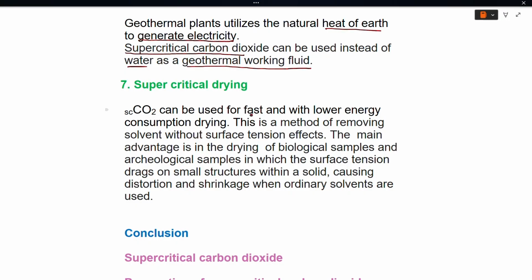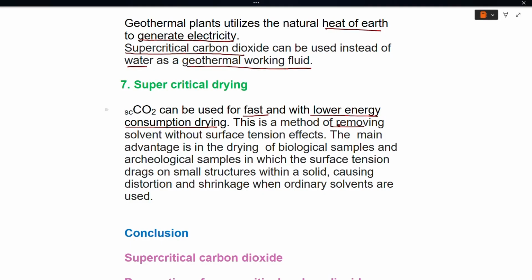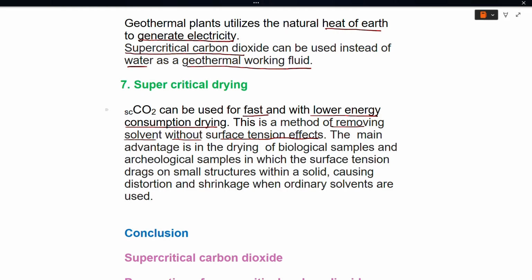Next is supercritical drying. Carbon dioxide can be used for fast drying with lower energy consumption, because this is a method of removing the solvent without surface tension effects, because surface tension will be very low compared to any other organic solvents, and therefore, in this method we can remove the solvent as easily as possible, and since this does not have any surface tension, it comes out fast.